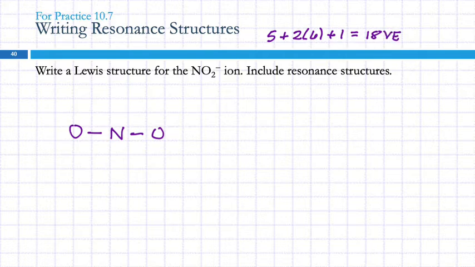So now we put them around. I've got 2, 4, 6, 8, 10, 12, 14, 16, 18. This is working out just like ozone did because it's 3 atoms and the same number of electrons. So we don't get an octet here on the end, right? So the nitrogen needs to share one of its lone pairs with this oxygen on the end.